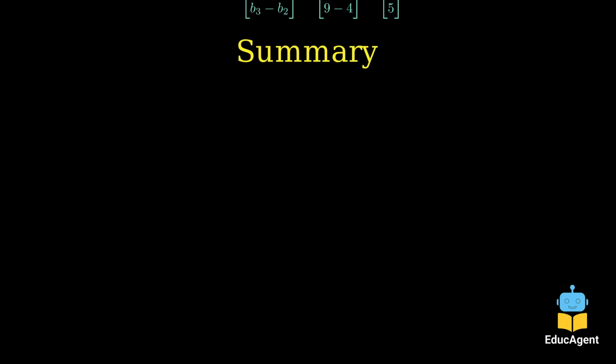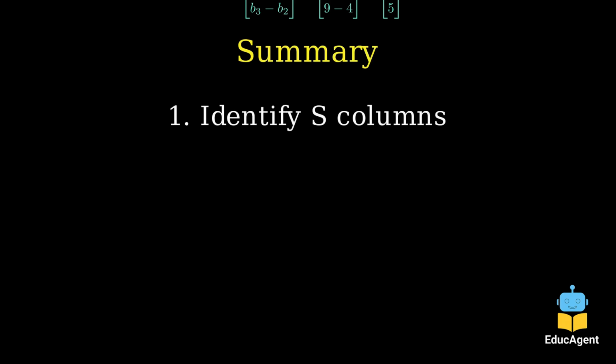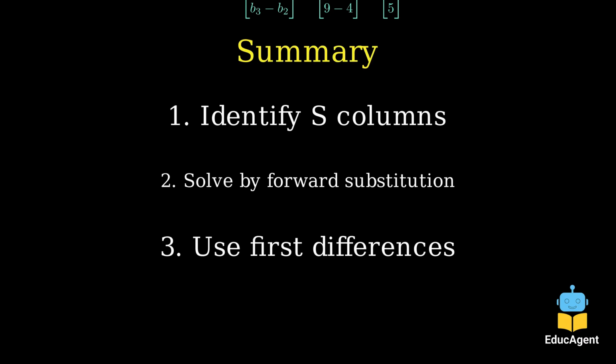Let's recap the short key steps. First, we wrote down the column vectors of S. Then we solved the lower triangular equations by forward substitution. Finally, we recognized S as cumulative sums and inverted it by taking differences.